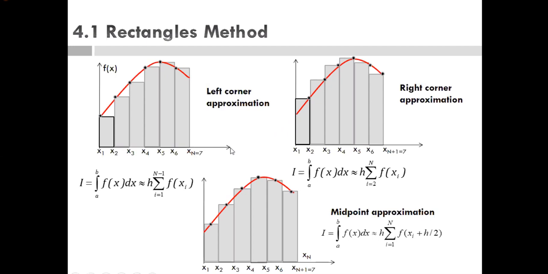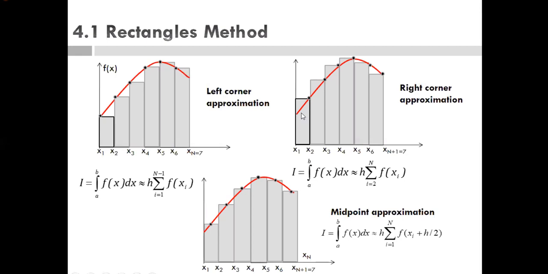Now, this is called the left corner approximation. It consists of approximating the integral from a to b of f of x dx as a sum of h multiplied by f of xi, the sum from i equals 1 till n minus 1. Why n minus 1? Because when you get here, for example at x6, that's it. You don't have another rectangle if you start by the left corner.